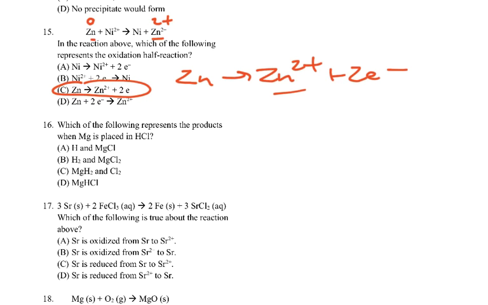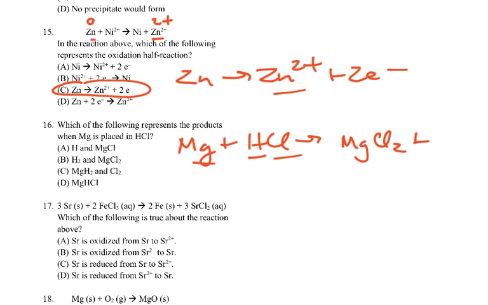Okay, which of the following represents the products when Mg is placed in HCl? So here we have an element and a compound. So we're going to get a new compound and a new element, and we're going to get magnesium chloride. Now we know Mg is 2+, Cl is 1-, so it's MgCl2. And the new element is hydrogen, and we have to remember that hydrogen is diatomic. So which of the following represents the products? We're looking for MgCl2 and H2. There it is, answer B.